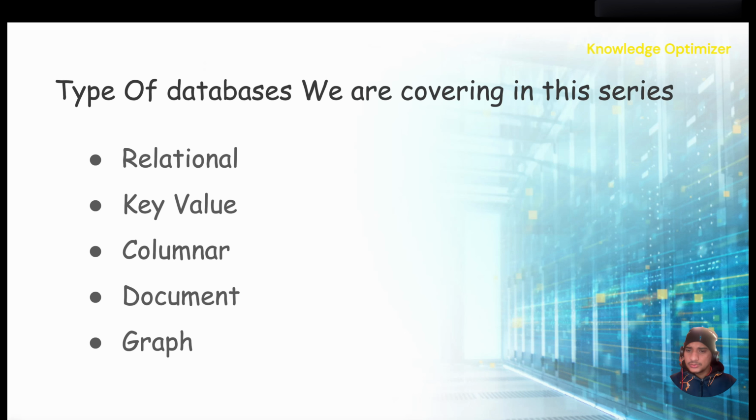Then we have columnar databases. If you know about relational databases, the main crux of it is a row. There is this row which keeps all the information together. Now in the columnar database, it's totally opposite. Basically, the main part of it is the column. And in the columnar databases, the database we are going to cover is HBase.